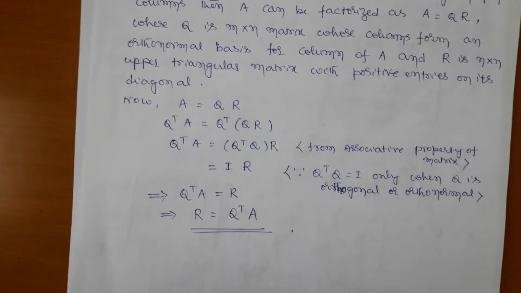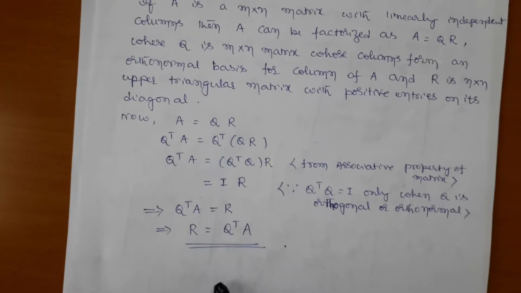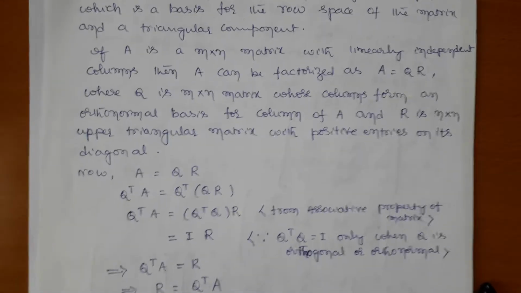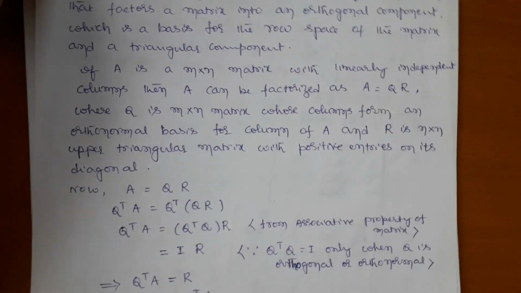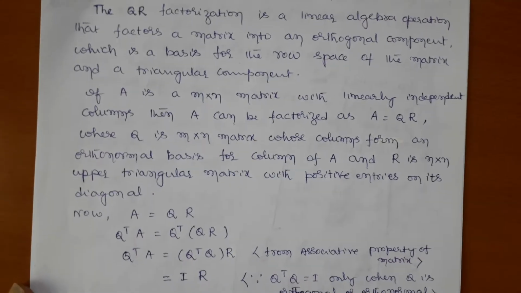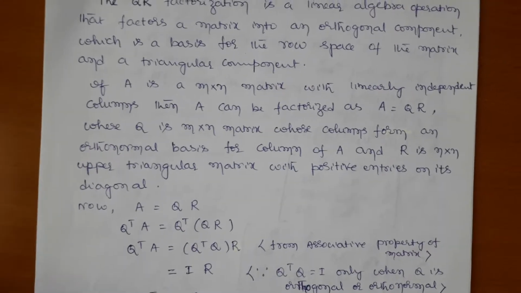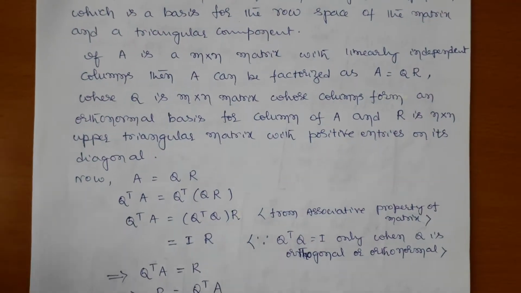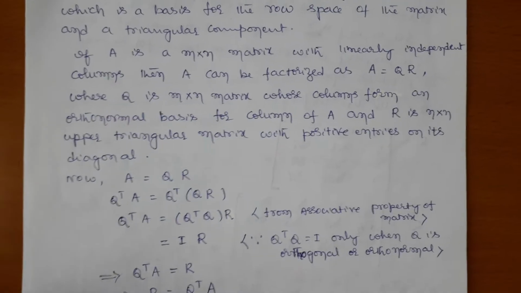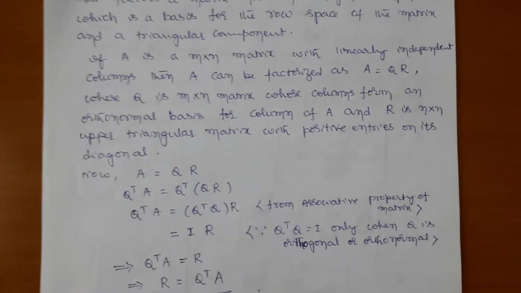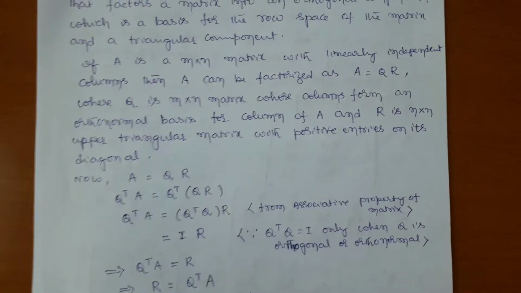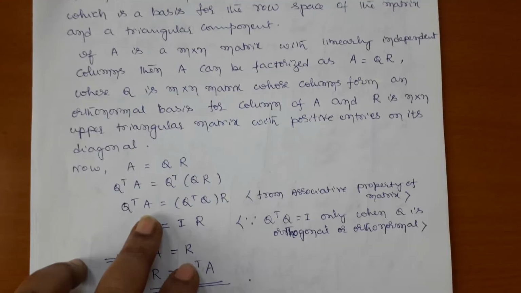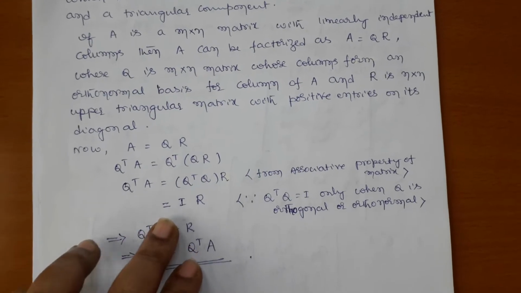The entire story of QR factorization is, if we want to apply the QR factorization method, one point we have to observe: each and every column of the given matrix must be linearly independent. Once they are linearly independent, next you find an orthonormal basis for the given matrix A. You take each column vector, then you use the Gram-Schmidt process to find an orthogonal set. From that we get an orthonormal set.